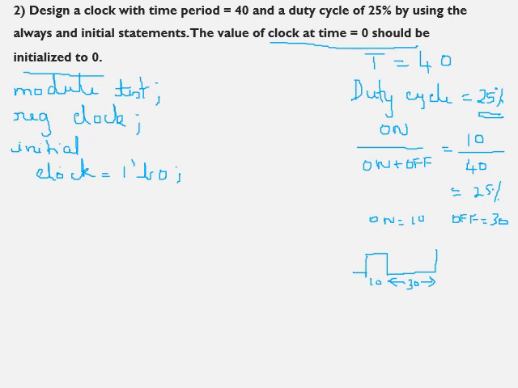Now I will use an always statement to generate the clock. Earlier we have used forever. Now I will use the always statement. So since the clock is 0, say at time t equal to 0, the clock is 0. So what I will do is, after a period of 30 time units, clock equal to not of clock.